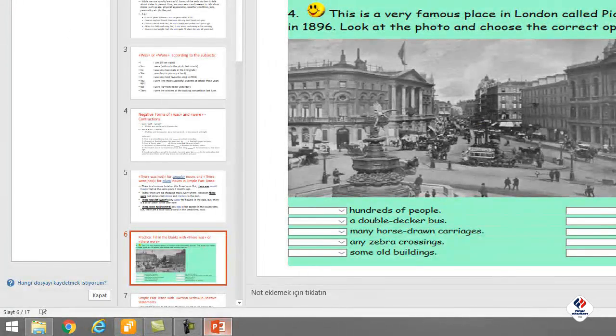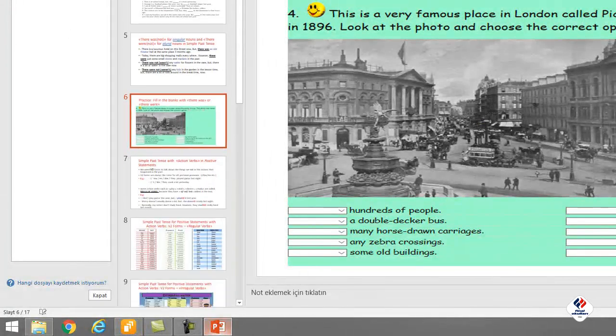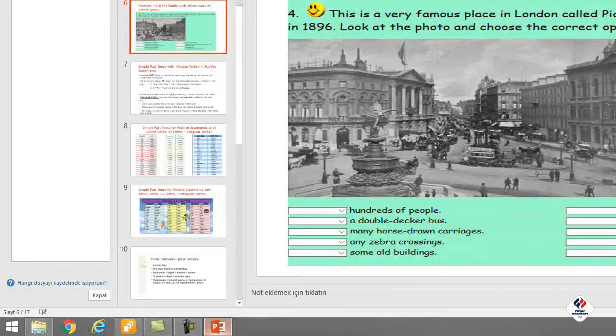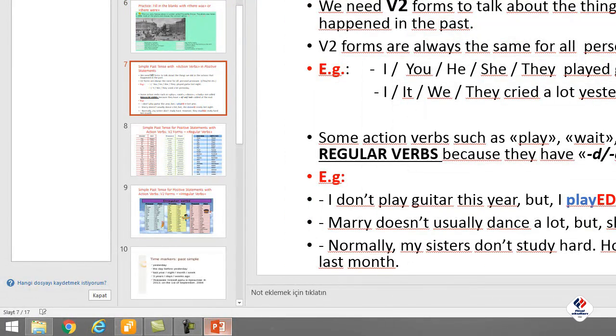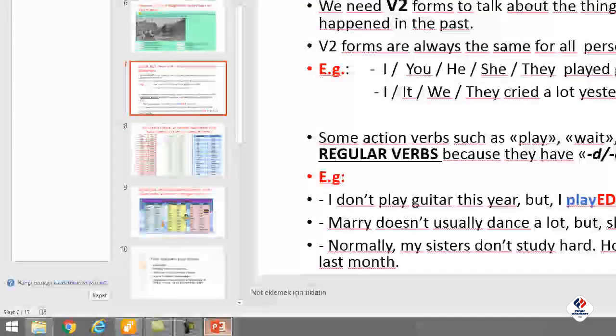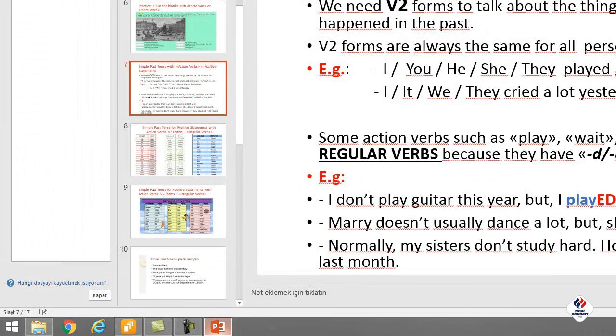Okay, before finishing this part of the video, I want you to keep in mind that was and were and there was and there were, they're all about states in the simple past.